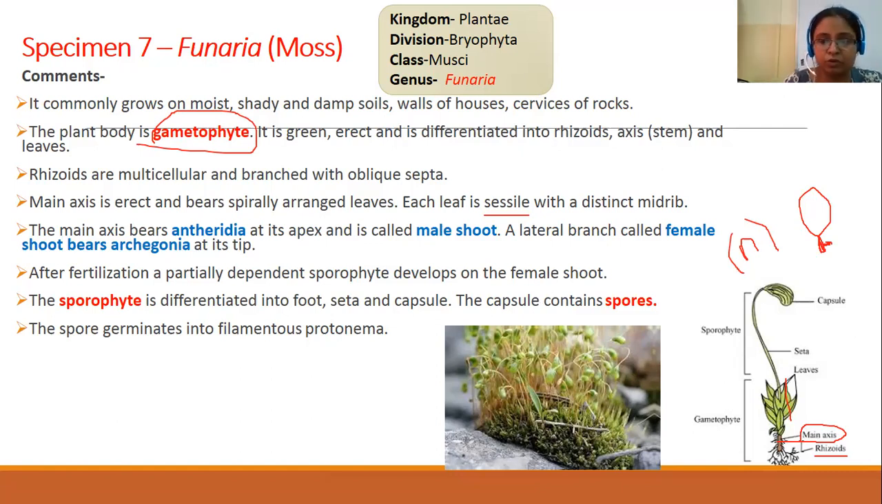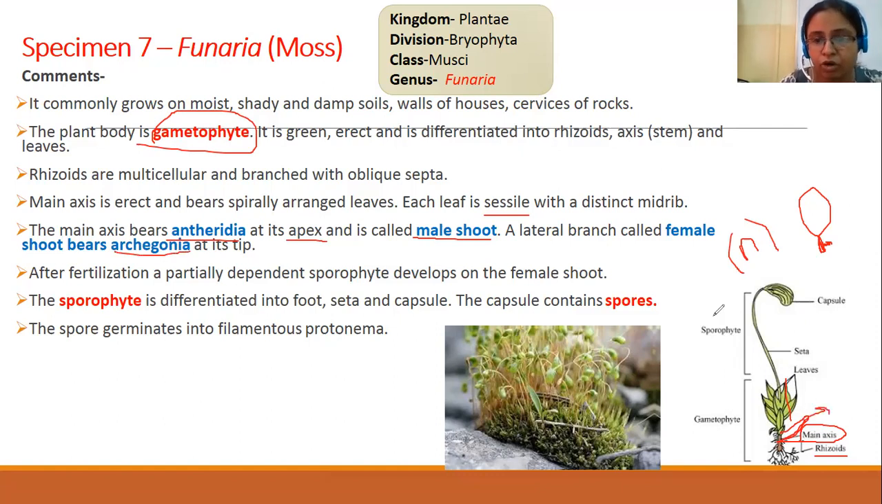Fine. So now the main axis bears male and female sex organs because it is gametophyte. The male sex organs are called the antheridia. They are borne at the apex, and the axis which is bearing them is called a male shoot because it is bearing the male sex organ antheridia at its apex. While some lateral branches are also given out. These lateral branches bear the female sex organ, called the archegonia. So this will be called a female shoot.